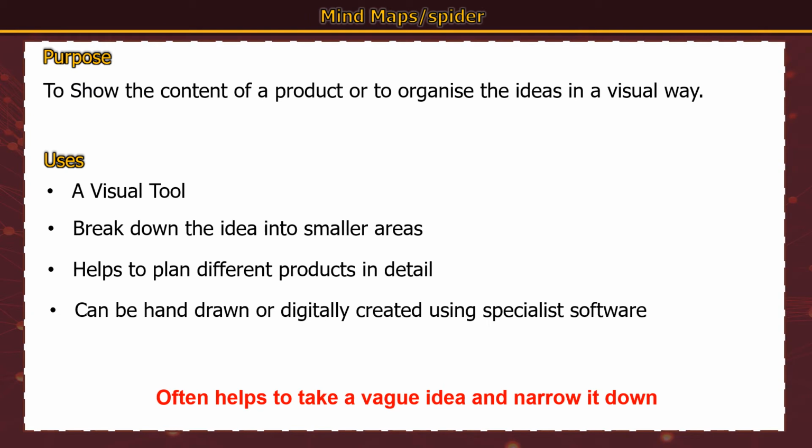Mind maps are a great way to organise an idea in a visual way. Its key use is that it's a visual tool. It allows us to break down an idea into smaller areas. It helps us to plan the product out in more detail. It can either be hand-drawn or digitally created using specialist software. It's great because it enables us to take a vague idea and narrow it down into more detail.